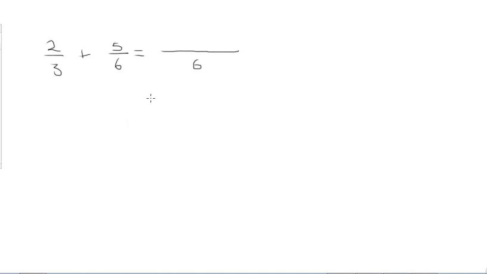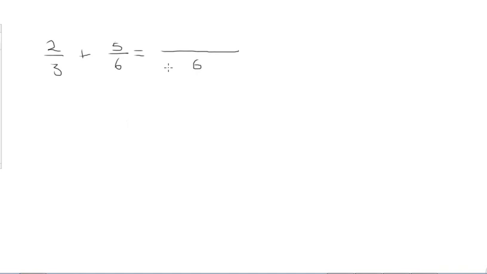3 can go into 6. This denominator here can go into that denominator there. So what we do is we pick this denominator and keep it as our final answer denominator, right? Then after that, we've got 6 there, and 3 can go into 6, right? So after that, we say, how many times does 3 go into 6?